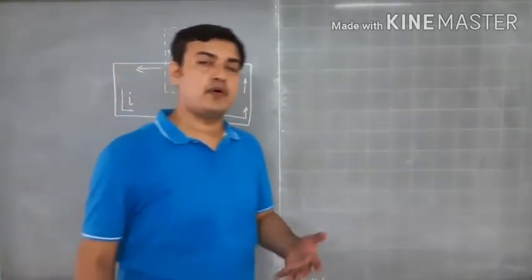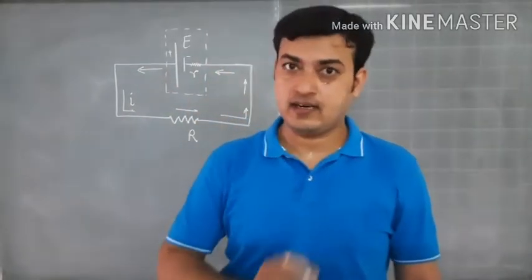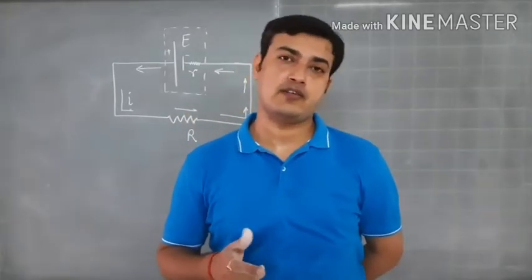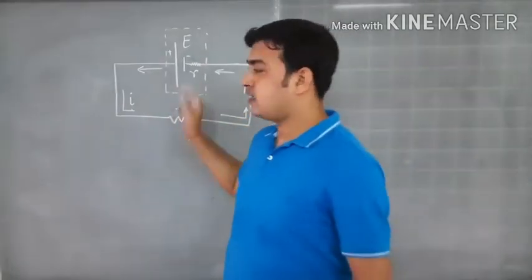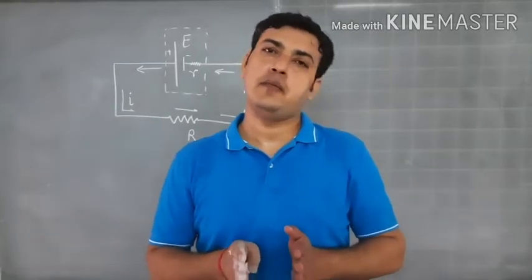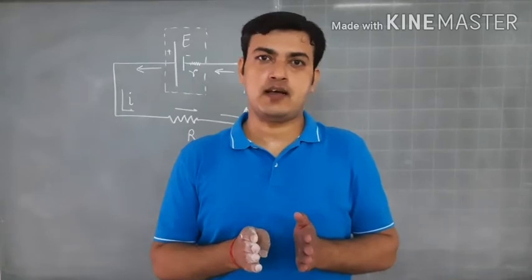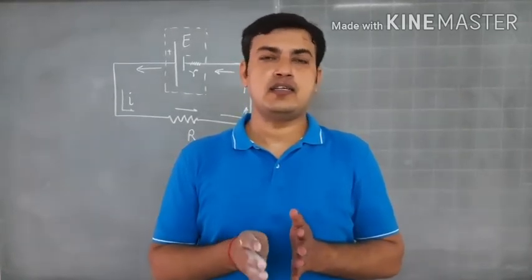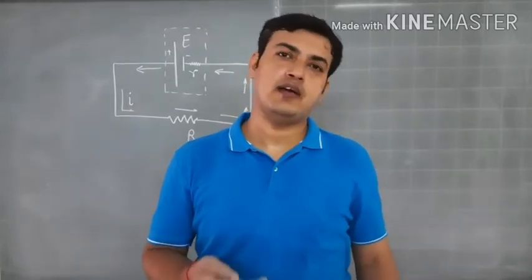So there are some important properties of this internal resistance of the cell. First, internal resistance depends on the nature of the electrolyte of the cell. The second is that internal resistance is proportional to the separation between the plates. It means that if the plates of the cell are close to each other, then the internal resistance will be low, and if the plates are far away from each other, the internal resistance will be high.